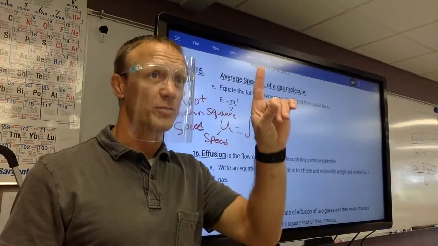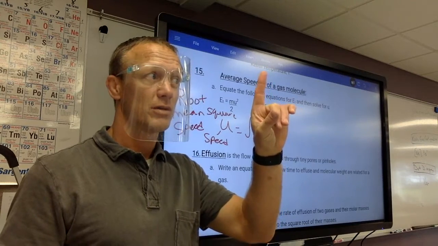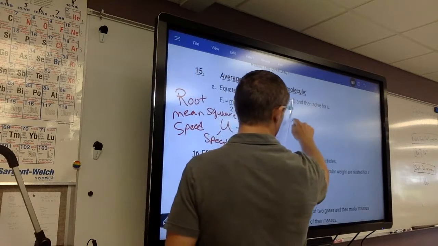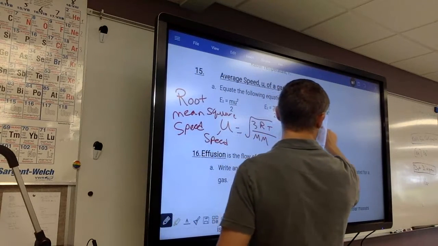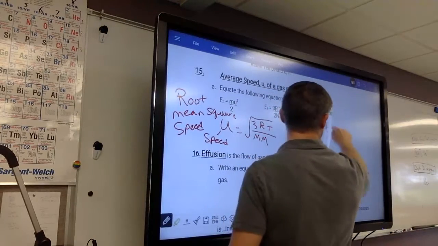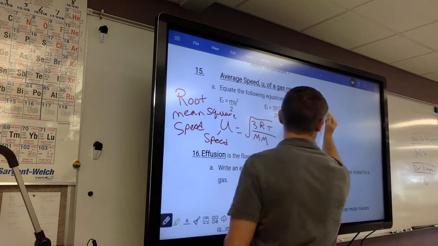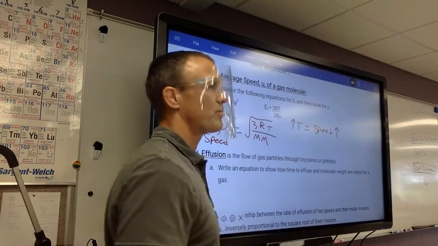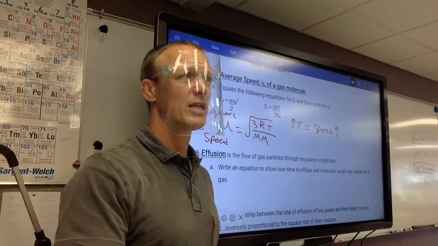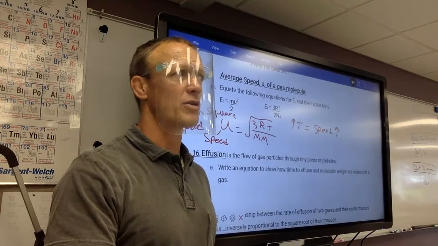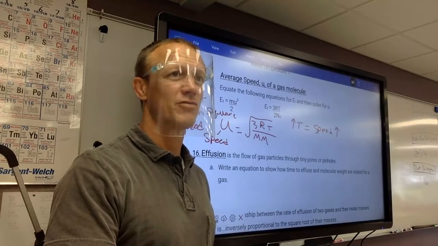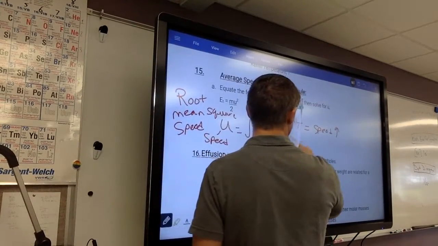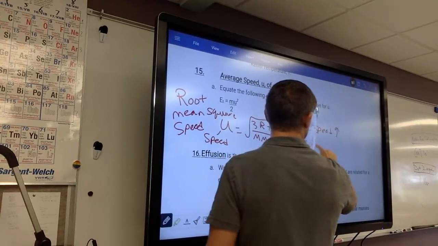So what's one thing that affects the speed of a gas molecule? Temperature. And as temperature goes up, speed increases. That's U. We'll just put speed. Speed goes up. Molecules move faster. What's the other thing that affects the speed? The molar mass. Fat molecules move slower. Okay. Big molecules slow. So increase the molar mass of a molecule, decrease speed.